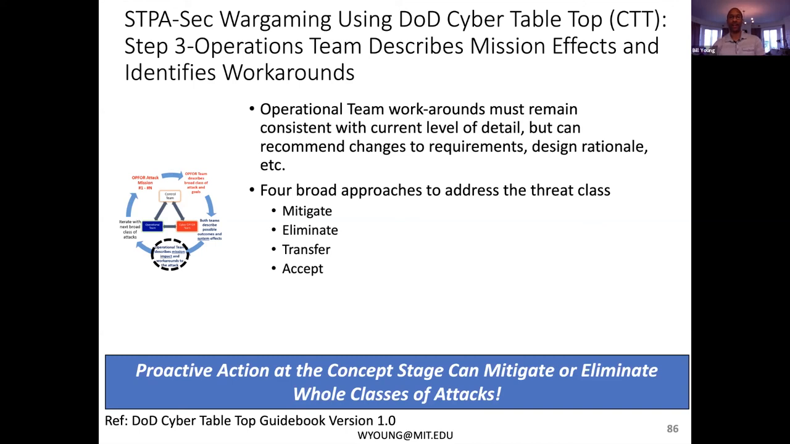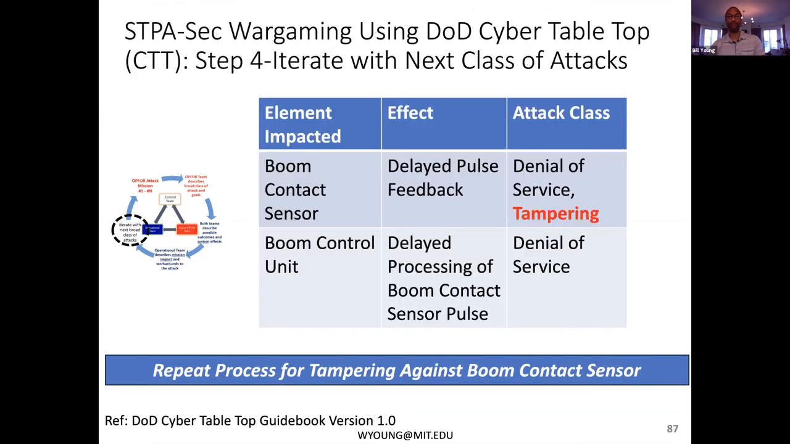Phase 3, mission effects and identify workarounds. You're now well positioned. It's just an extension of your scenario development. You've got broad classes that mirror safety. You can mitigate, eliminate, transfer, or accept all of those. And we would have just walked through denial of service. Then our next step, for 4, is to iterate the next class of attack. You've already identified it. Now we go through the same thing with tampering.